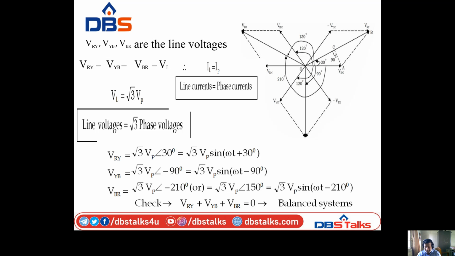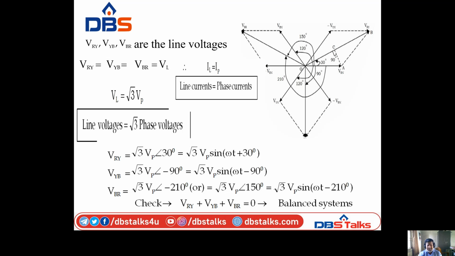From the three-phase system, it is clearly observed that whatever current flows through the lines R, Y, B also flows through the respective phase windings. Hence, in a star connected system, the phase current and line current are equal to each other. So I phase is equal to I line, that is the line current is equal to phase current.